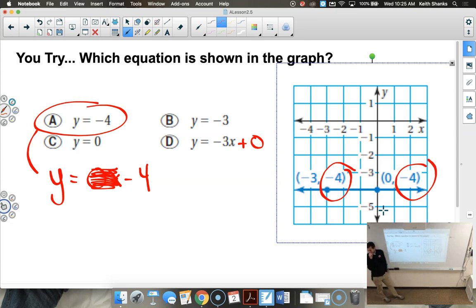Okay, now the x ones, the vertical lines, those are different because that has an undefined slope where you're dividing by 0 and you can't do that. So those are not in slope-intercept form. Those are actually not functions. And everything we've been dealing with are linear functions. All right.